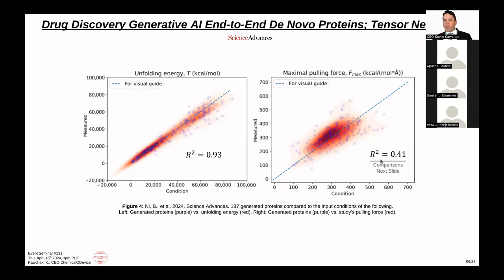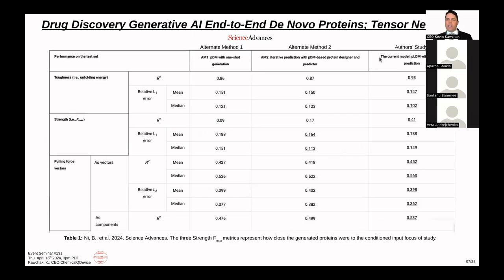As you can see, it's lower. The R squared is 0.41. And basically what that means, and I'll show you in the next slide here. The 0.41 that shows up, you'll see it here. Okay, so you'll see the first three values on the right column. And then the two to the left are their competing methods. So alternate methods, 0.09 and 0.17.